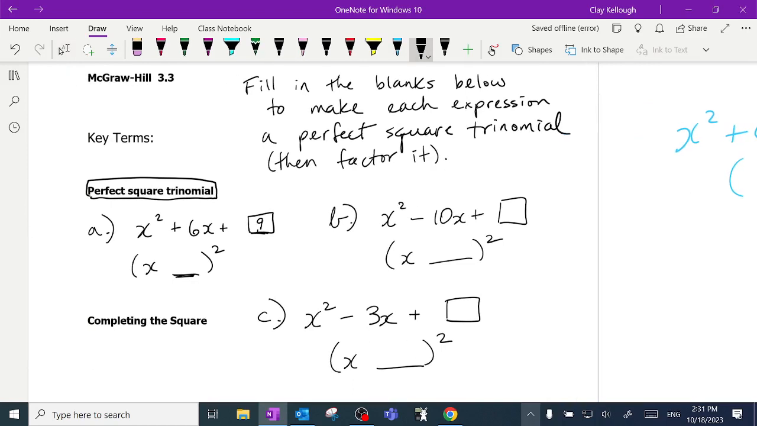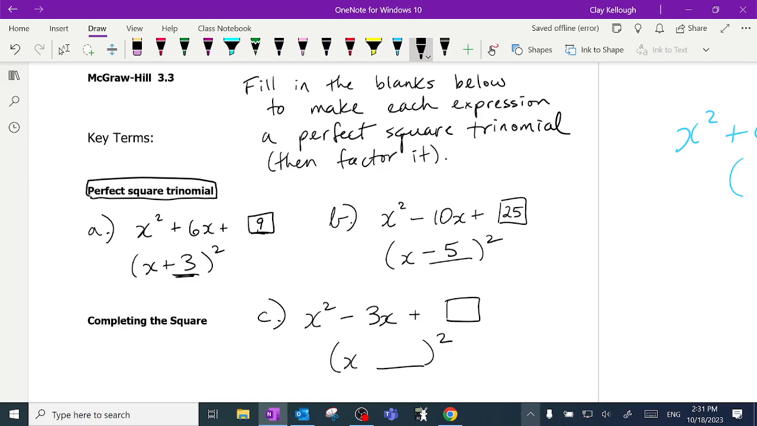The answer is 9, so that would be x plus 3 squared, which is the same one that was on the other page. So if you were paying attention to the other page, congratulations, you got that one. Here, this one you had to think for yourself. What did it end up being? It ended up being 25. And then this was x minus 5 squared.